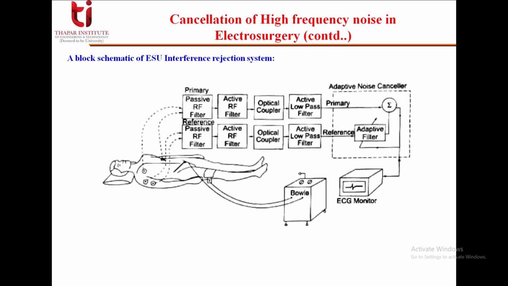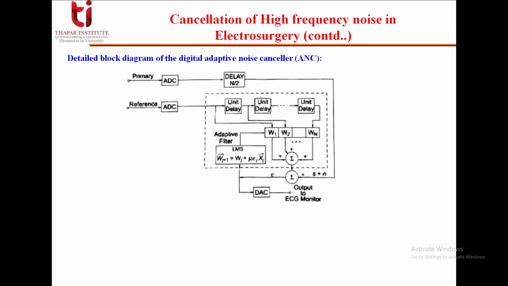So you can see a block diagram showing ESU interference rejection system. And this is a detailed block diagram of the digital adaptive noise canceller. Again, we have primary input, reference input, and we have number of delays. Then we have tap weights. We are using this adaptive filter that is based on LMS algorithm. And finally, we are producing the again analog output.